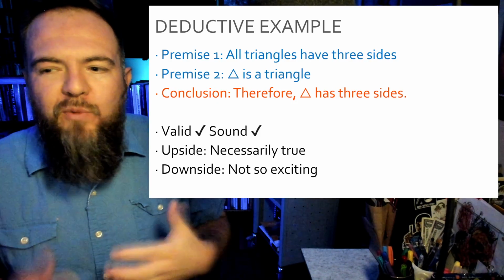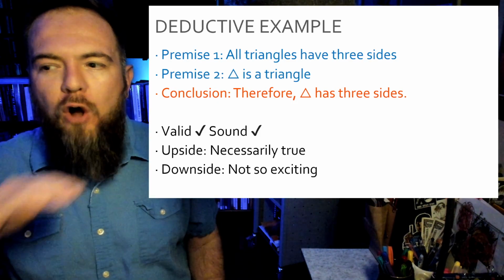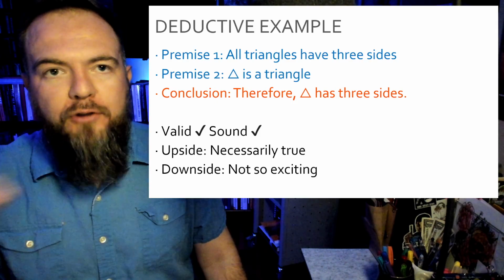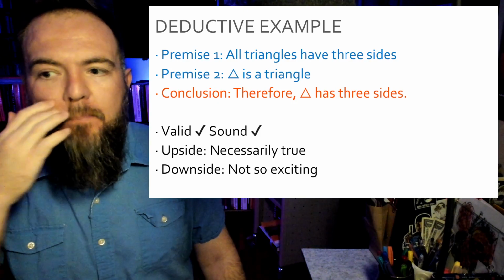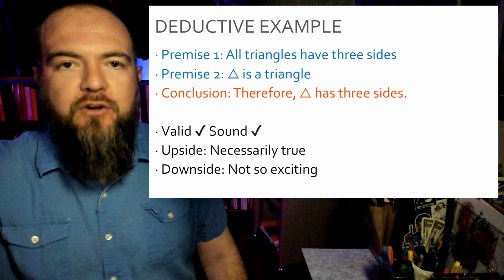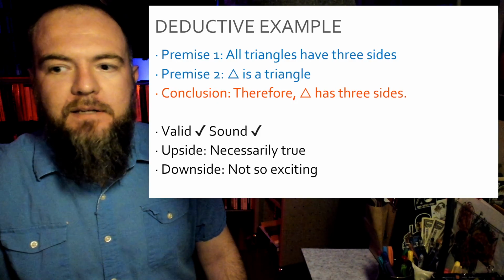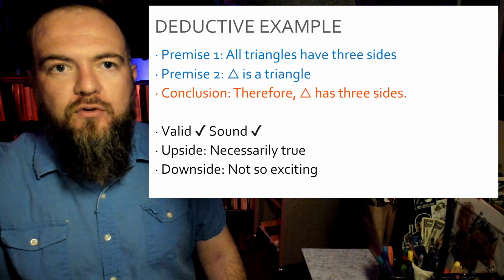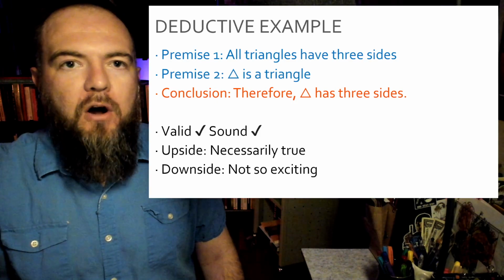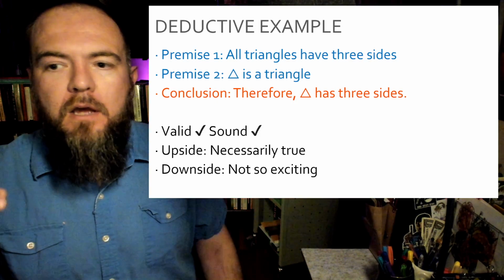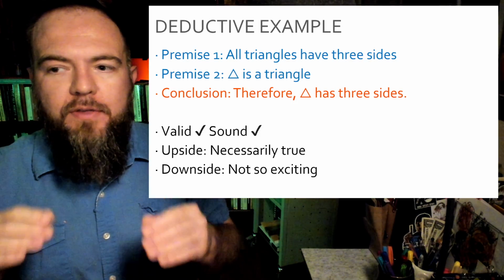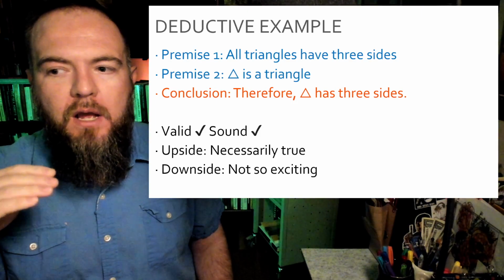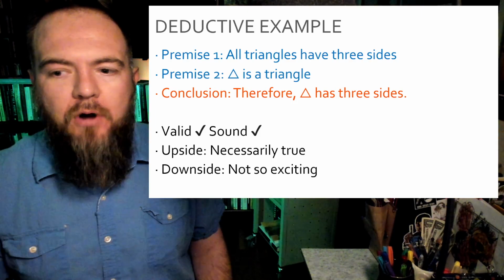Okay? Now we know that that's right. All triangles have 3 sides. Walter is a triangle. Therefore, Walter has 3 sides. That's just true by nature of the premises, how they connect. And if we know that those first 2 things are true, then not only is this a valid argument, but it's also a sound argument. So validity makes sure that the ideas connect together. Soundness makes sure that if the premises are true, then we have a sound argument.